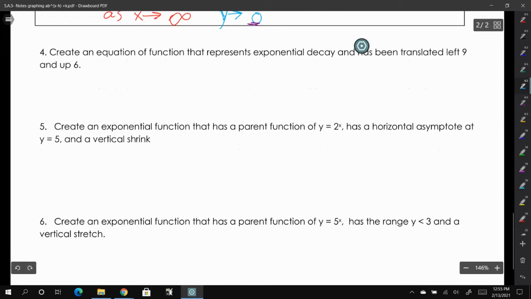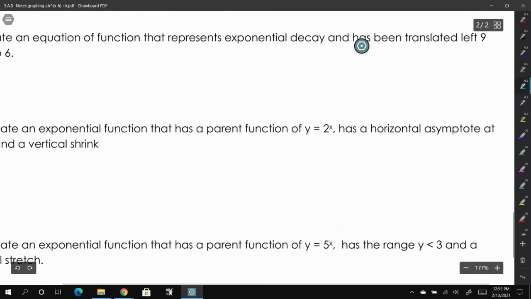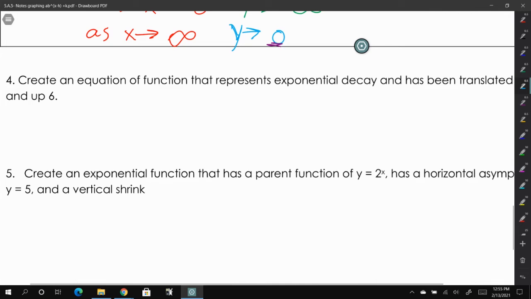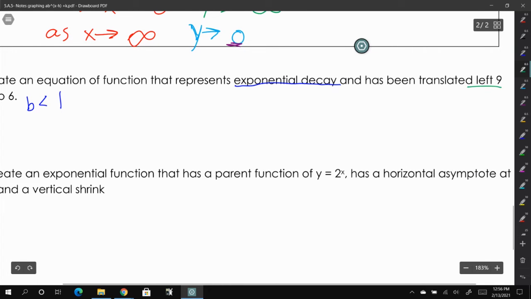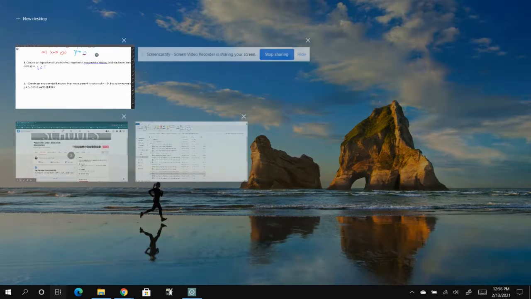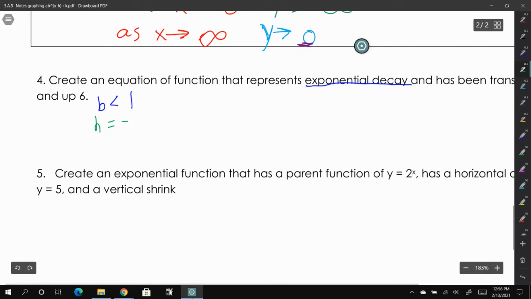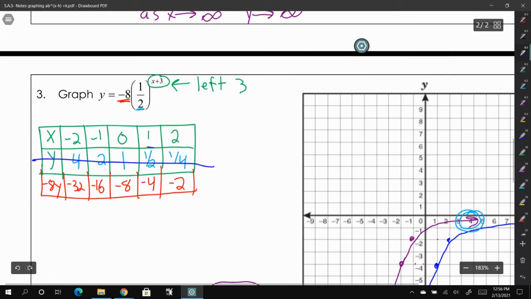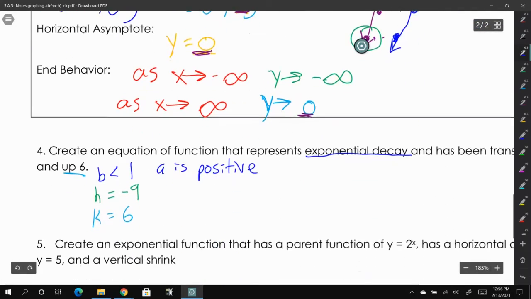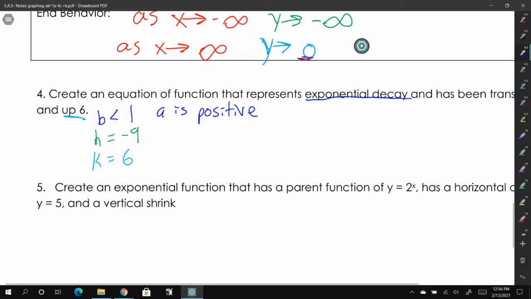All right, down here, we're going to write some equations based on the information given to us. So number 4 says create an equation of a function that represents exponential decay. All right, so this means that b must be less than 1. It says it has been translated left 9. Okay, so that means our h value is equal to -9. And up 6 means k is 6. A hidden piece of information is that because it says exponential decay, that means our a value is also positive. Because, as we saw just in this graph up here, if your a is not positive, you don't have growth or decay. So in order to have exponential decay, we must have an a value that is positive.